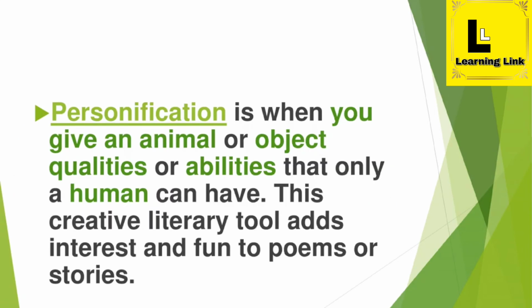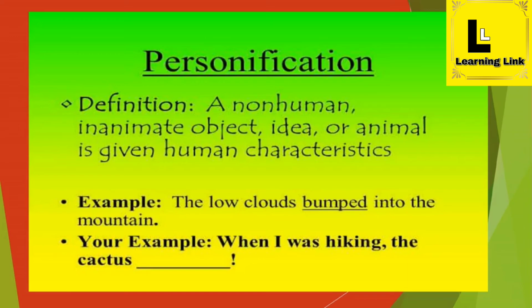Personification is when you give an animal or object qualities or abilities that only a human can have. It means if in a sentence an inanimate object is given a human characteristic, then it becomes an example of personification. You can see the definition: a non-human inanimate object, idea or animal is given human characteristics. For example, the low clouds bumped into the mountain.